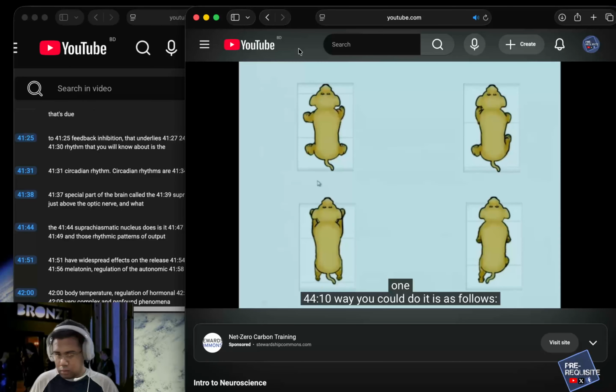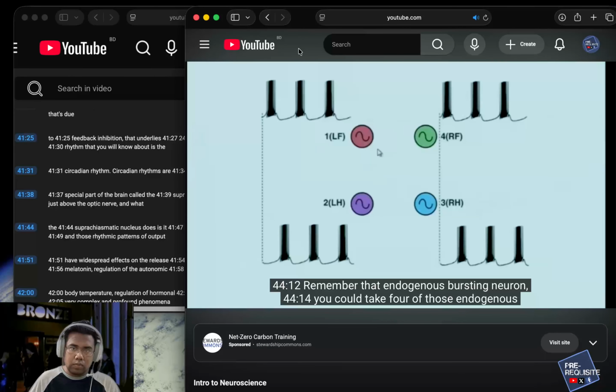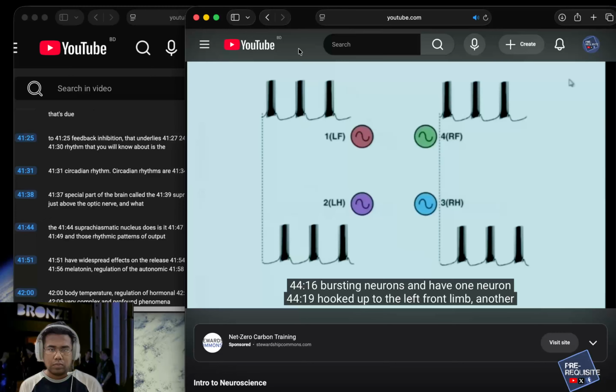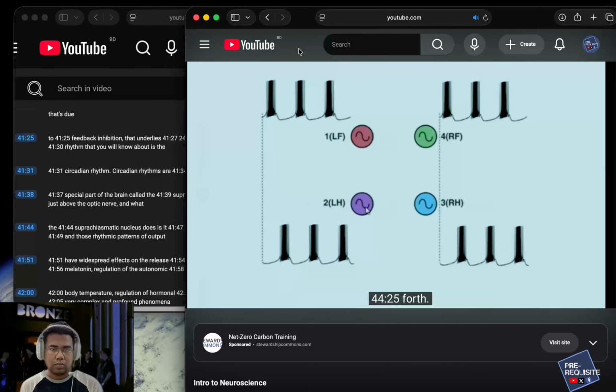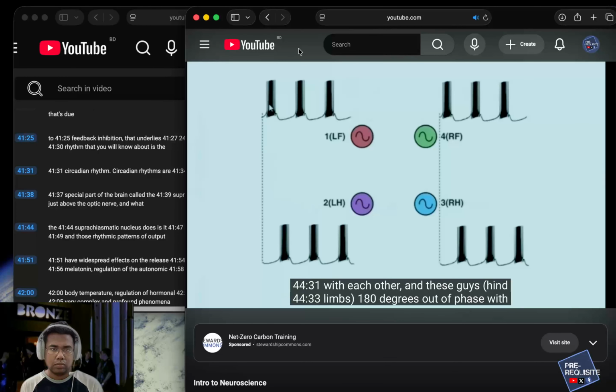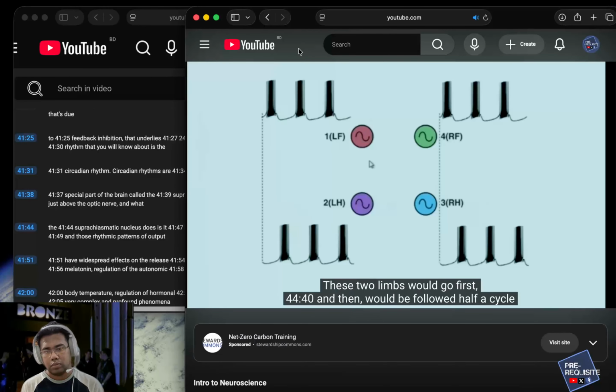So one way you could do it is as follows. Remember that endogenous bursting neuron? You could take 4 of those endogenous bursting neurons and have one neuron hooked up to the left front limb, another hooked up to the left hind limb, and so forth. And if you set up the timing just right, so you put these 2 guys in phase with each other, and these guys, hind limbs, 180 degrees out of phase with the first 2, you could, in principle, produce a gallop. These 2 limbs would go first, and then would be followed half a cycle later by the hind limbs.